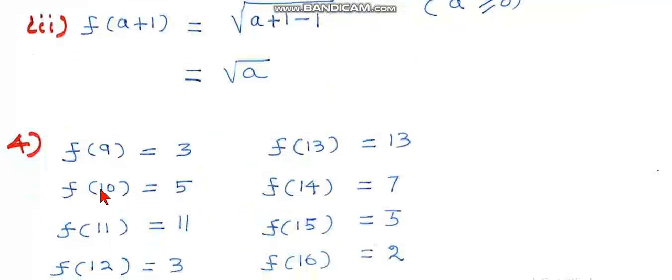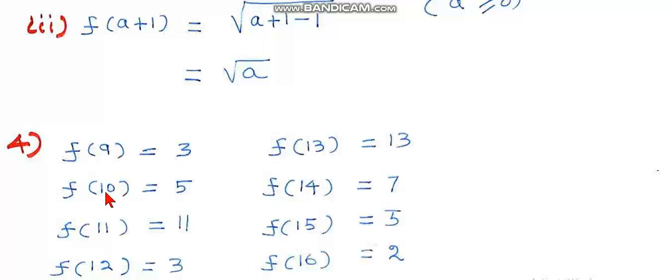F is a function from A to the set of natural numbers defined by f of n equal to the highest prime factor of n, n belonging to A. What is f of 9? Highest prime factor of 9 is 3. So f of 9 is 3.